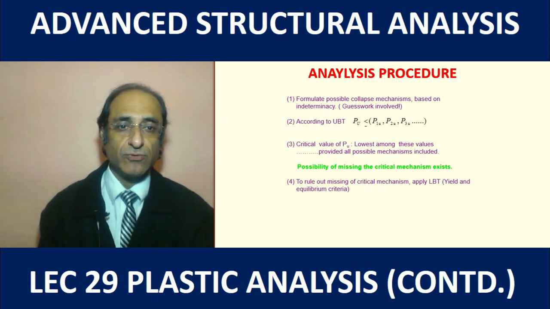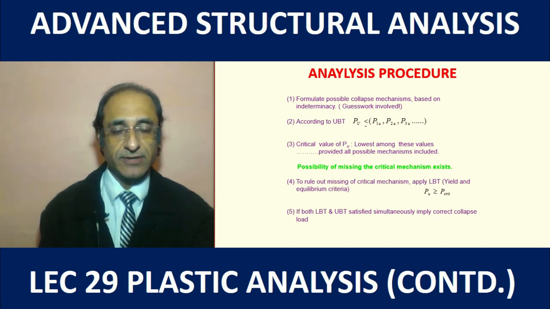That is, we apply the lower bound theorem. If the lower bound theorem is satisfied, it ensures that the mechanism identified is basically the lower bound. So if both the upper bound and the lower bound theorems are satisfied, then we are very sure that we have identified the correct failure mechanism, and whatever is the load we are computing, that is the actual ultimate failure load of the structure.